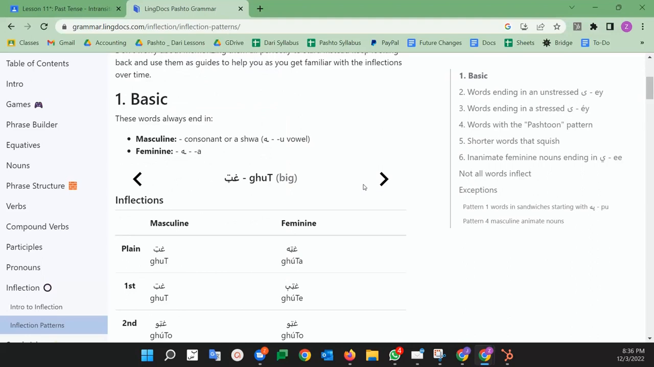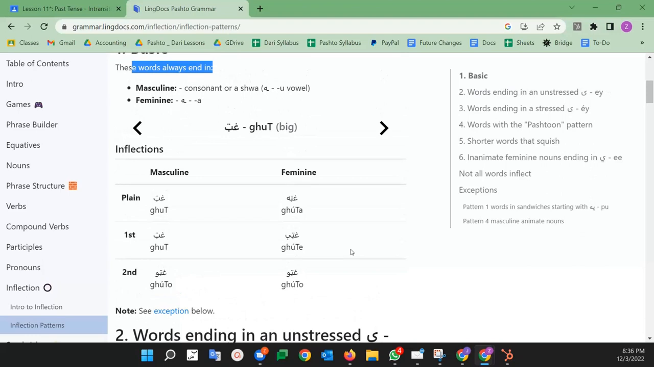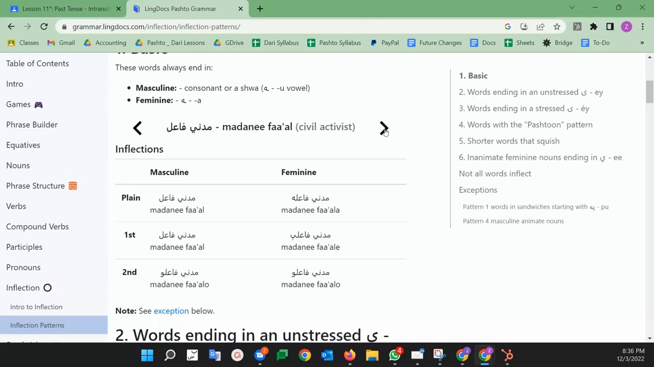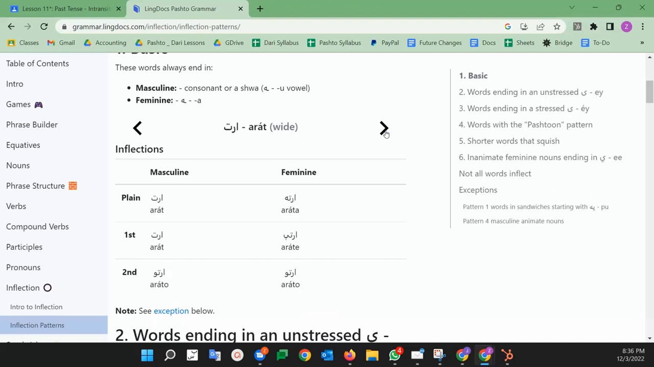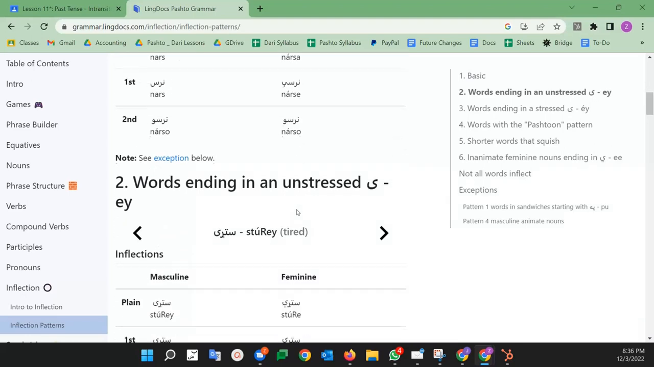Okay. So the first is the basic inflection pattern. For the masculine, between the plain and the first inflection, it's actually the same. And then for the second inflection, you add an O. For the feminine, you have agata, agate, and then agato. So that A, E, O pattern for the feminine. Okay, so that's the basic. And you can click here if you want to see more examples of other words that follow that pattern. For all of them, they follow that same pattern on the end.